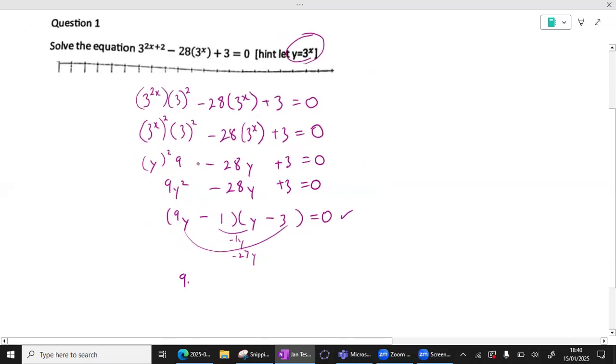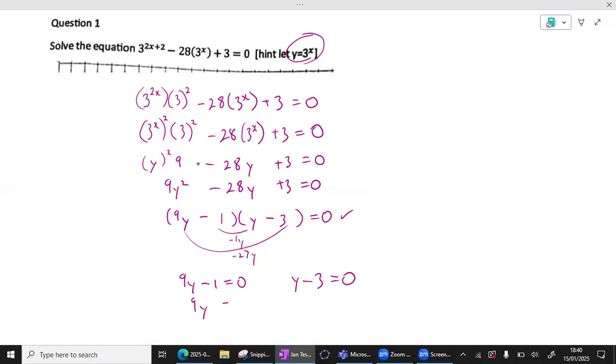So we allow the 9y minus 1 to equal 0. Y minus 3 equals 0. 9y equals 1, and y is equal to 1/9. And y is equal to 3. Now, of course, we're solving for 3 to the x. So we now allow both solutions to equal the answers that we got.